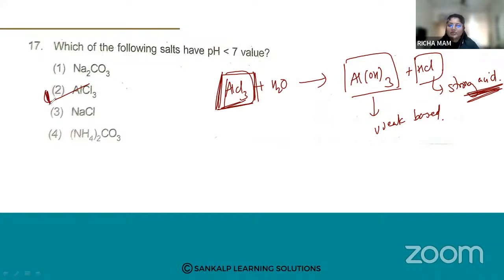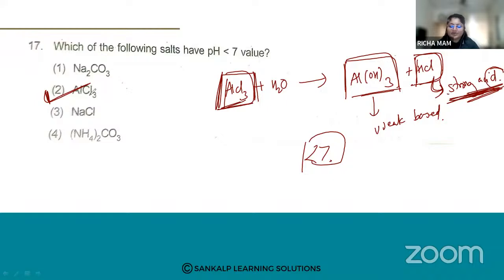Why? Because when you add aluminum chloride in water, it forms aluminum hydroxide. But HCl, as it is a strong acid, the influence will be more, and we know that when there is more acid, the pH will be less than 7.